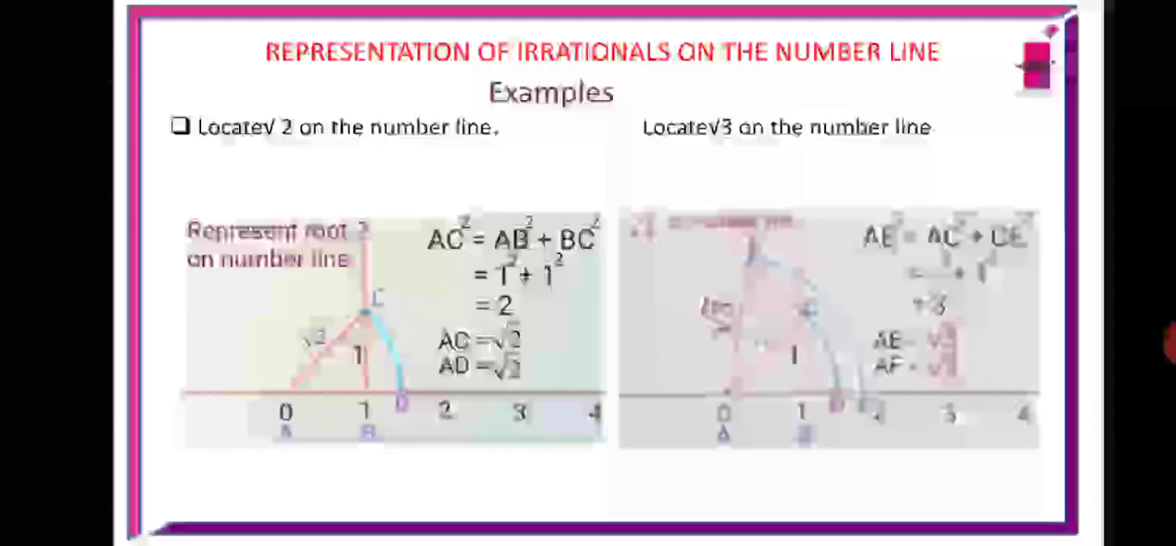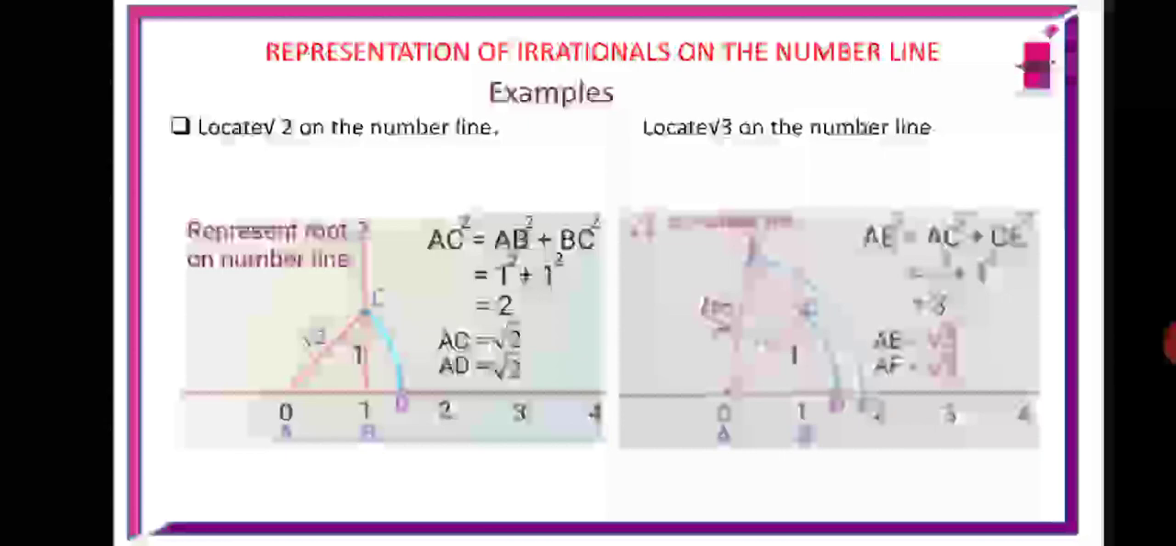So already we discussed. Now we are going to represent any number on a number line. In this slide you can see we are going to locate root 2 on the number line, or root 3 on the number line. Basically, when you are going to represent an irrational number, that is the square root of a non-perfect square, then we should go through the Pythagoras theorem.